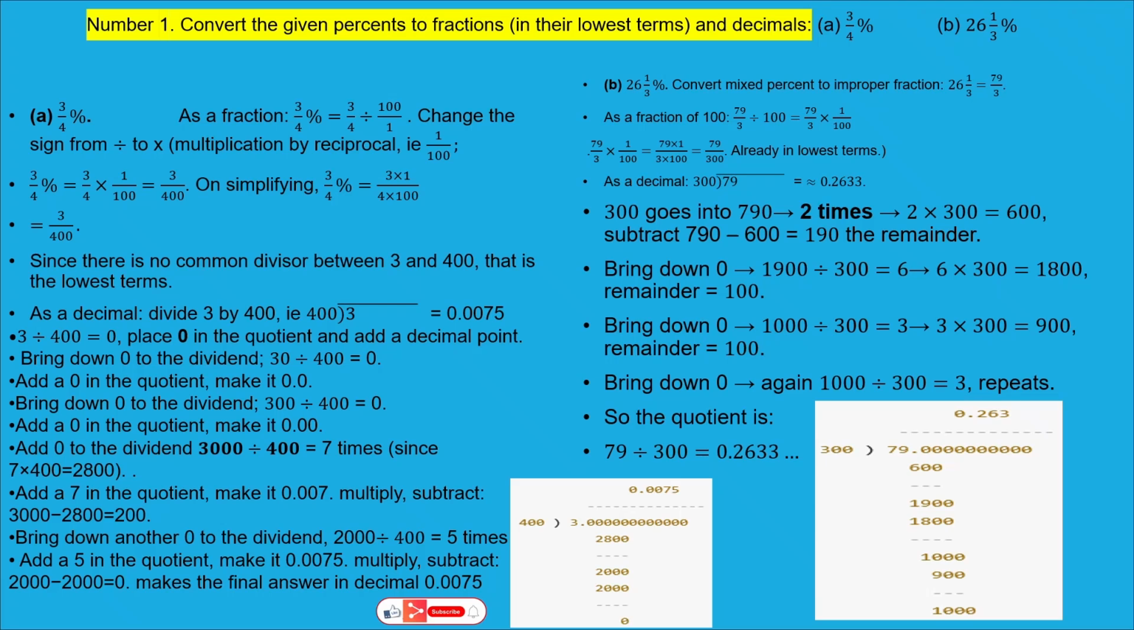Number 1, convert the given percents to fractions and decimals. A, 3/4%. A percent is divided by 100. Then you have to change the division to multiplication by reciprocal. That makes it 3/4 times 1/100, making it 3/400. And that's the simplest because there is no common divisor between 3 and 400.